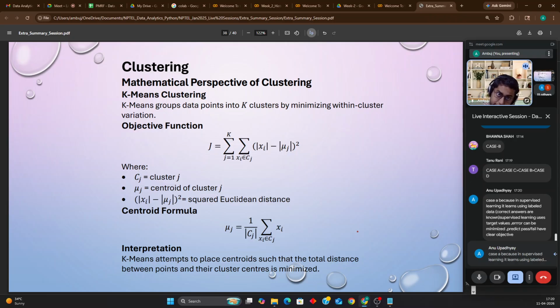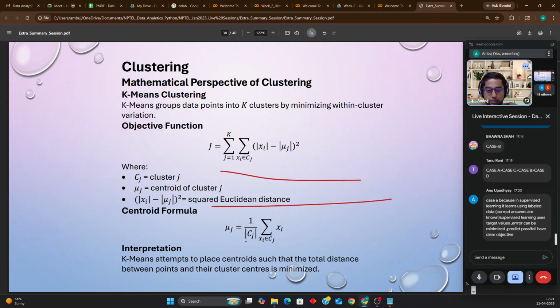From the mathematical perspective, k-means groups the data points into k clusters by minimizing the within-cluster variance. The objective function is this particular one: the summation of j equal to 1 to k, over the summation of x_i in each cluster, of the distance between the points and the cluster centroid, which will be minimized. The centroid you can calculate using this particular formula, and you always go for minimization, not maximization.